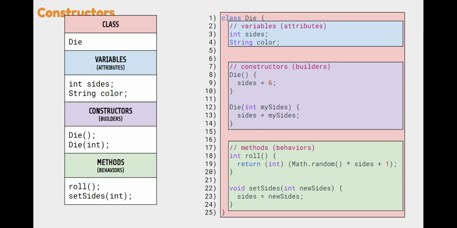And we want multiple options for how we can construct these objects. So for our die class, we are starting off with two different constructors. One constructor where we give it no additional information and it's just going to make a 6-sided die. And then we have a second constructor where we can tell it the number of sides that we want, and it will initialize the sides variable to our choice.